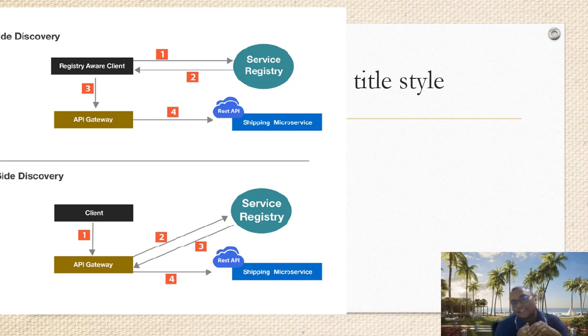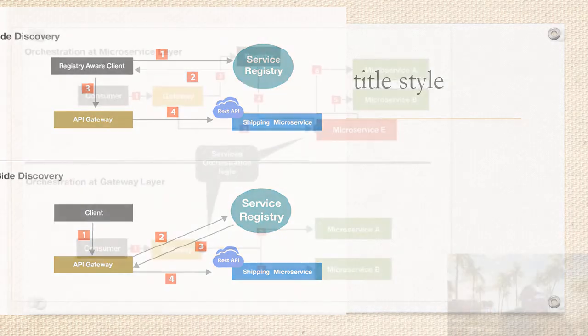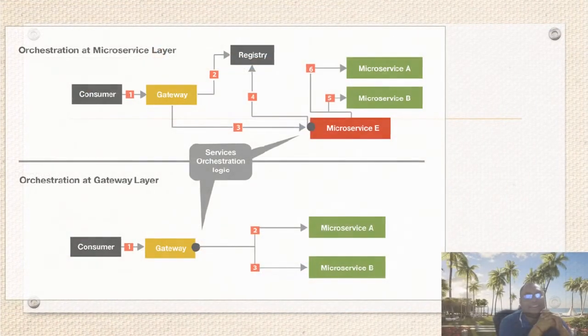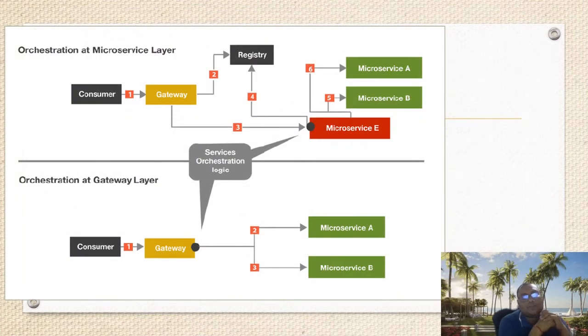In the server side discovery, the client is talking to the API gateway. The API gateway in turn resolves or discovers the service from the service registry. After the discovery, it passes the request to orchestrate across multiple fine-grained microservices to accomplish a business use case, as shown in the figure below.